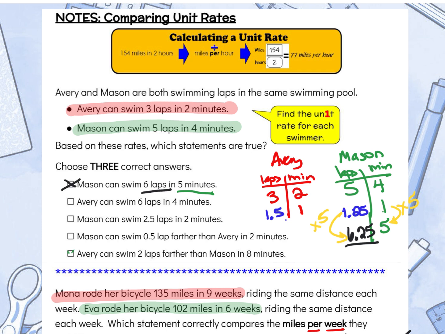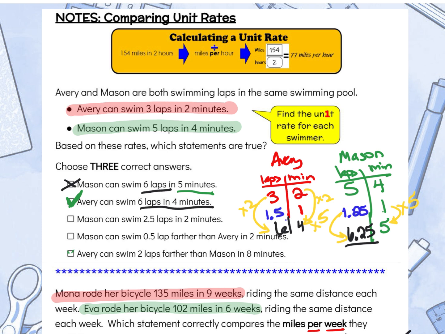Okay, next one. Avery can swim 6 laps in 4 minutes. Okay, so if we put 4 minutes on our table, that would be 2 times 2, right? So I can do 3 times 2 to get 6. Is that what the sentence said? 6 laps in 4 minutes? Yes. So this one is true.